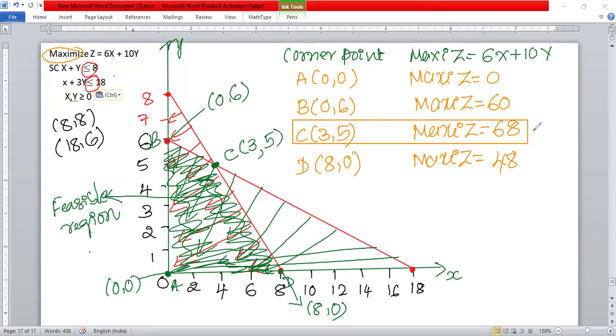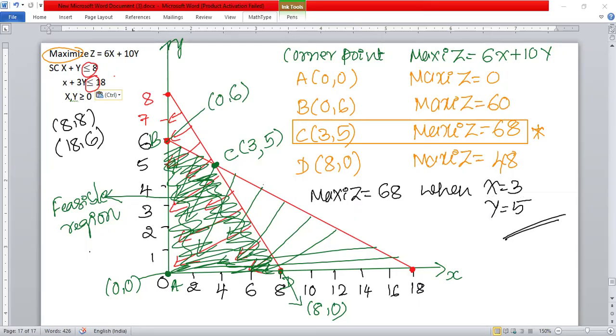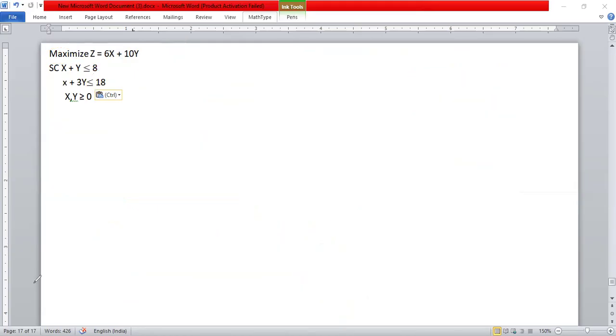So maximize Z is equal to 68 when X is equal to 3, then Y is equal to 5. So this is the second part. X is equal to 3, Y is equal to 5. The second problem for linear programming problem. Now we'll move on to third question.